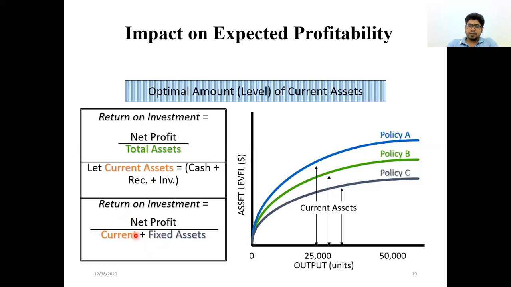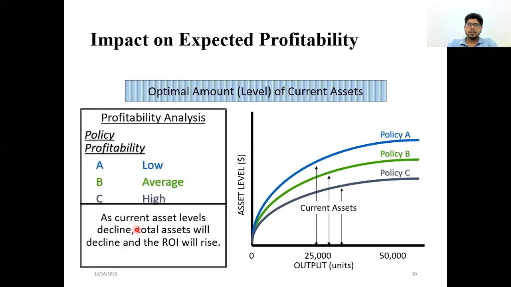But here, when the portion of current assets increases, the denominator, the total assets, will increase and net profit will be reduced. Then finally, it ends up with a lower figure of ROI, a lower level of return on investment.